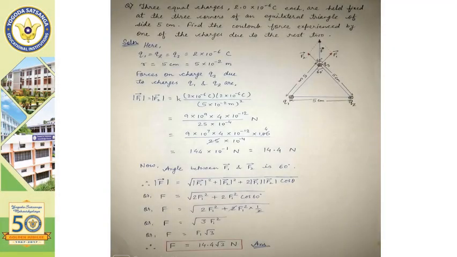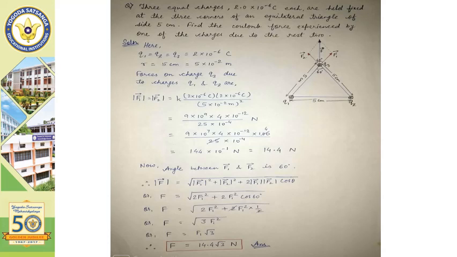Here we take another example. Three equal charges, 2 into 10 to the power minus 6 coulomb each, are held fixed at 3 corners of an equilateral triangle of side 5 cm. Find the Coulomb force experienced by one of the charges due to the rest 2. Here I have taken 3 charges as Q1, Q2 and Q3, each having magnitude 2 into 10 to the power minus 6 coulomb. The distance between any of them is 5 cm, which is converted into meter as 5 into 10 to the power minus 2 meter.